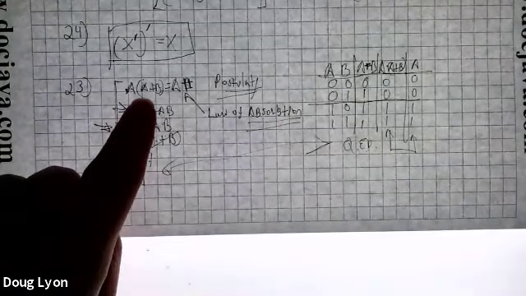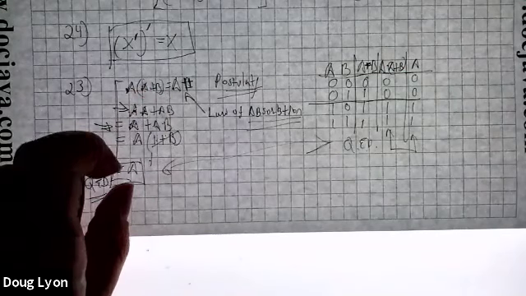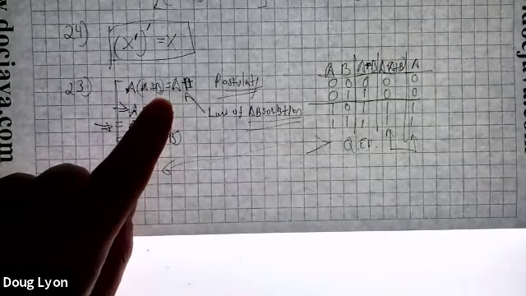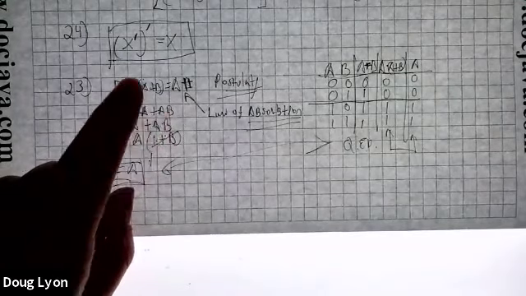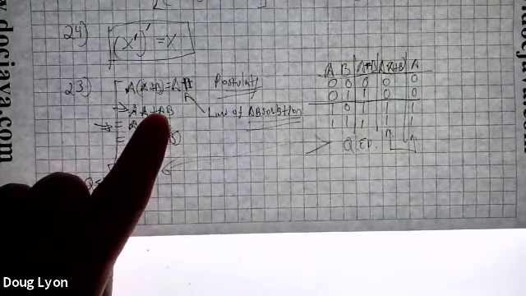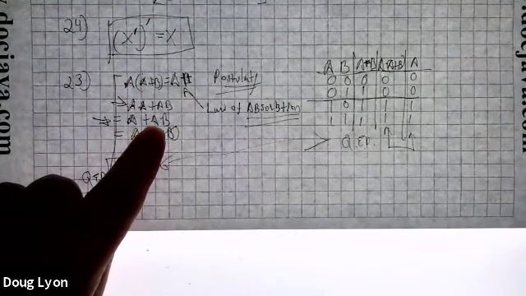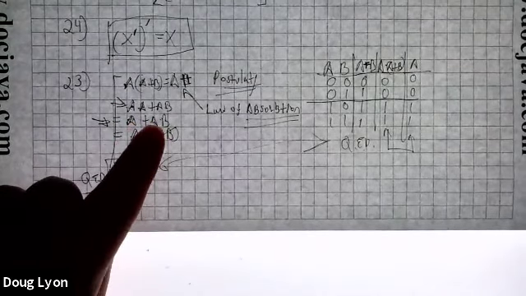So this says that A times (A plus B) is equal to A. Why should that be true? Well, A times A is equal to A, and A times B is equal to AB. AB is by itself, so I can factor A out. Now that's A times 1 plus A times B, which is AB.